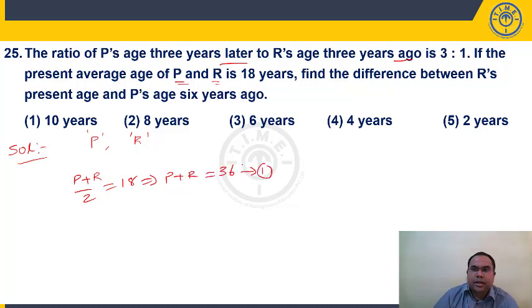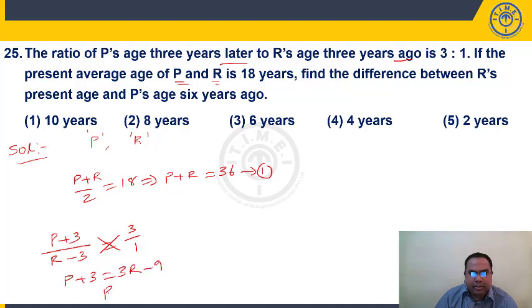First equation. Now we got a ratio here. P's age 3 years later is P plus 3. R's age 3 years ago is R minus 3. The ratio is 3 upon 1. Cross multiply. P plus 3 is equal to 3R minus 9. Or I can say P minus 3R is equal to minus 12. Second equation. So solve these two. P plus R is equal to 36, and the other one, P minus 3R is equal to minus 12.